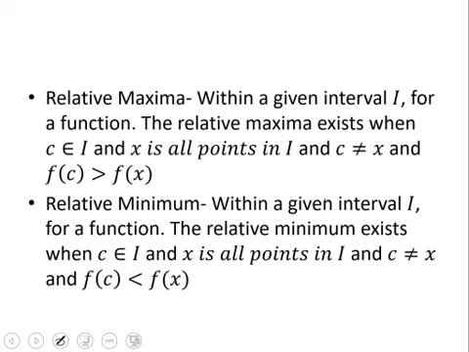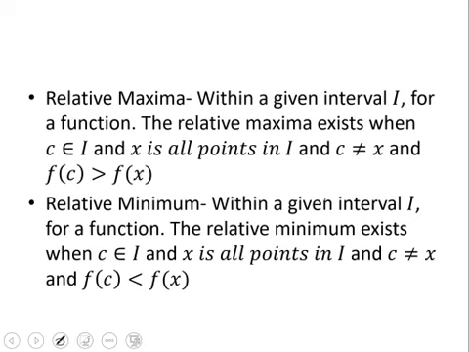Okay, relative max and relative mins. Relative maximums are anywhere within a given interval for a function. A relative maximum exists when c is an element of I, so it's a part of the interval, and x is all points in I, and c does not equal x. f of c is greater than f of x, and the minimum is the other way.